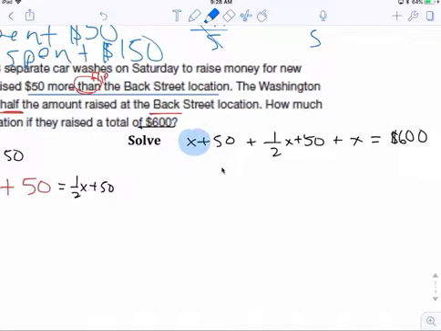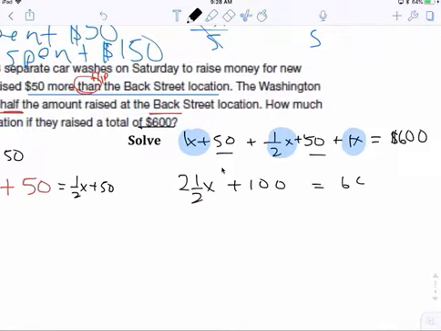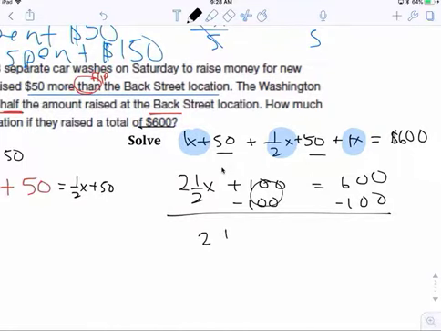Okay, combine all these together. 1 and 1 is 2. 2 plus 1/2 is 2 and 1/2. X plus the constant is 100 equals 600 minus 100. We get 2 and 1/2 x equals 500.